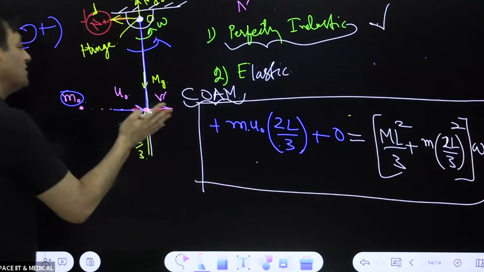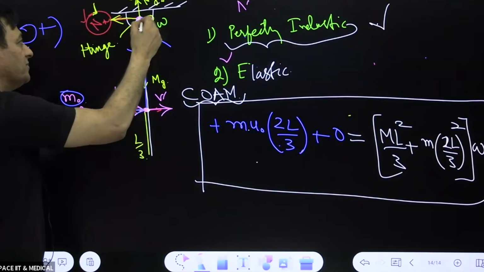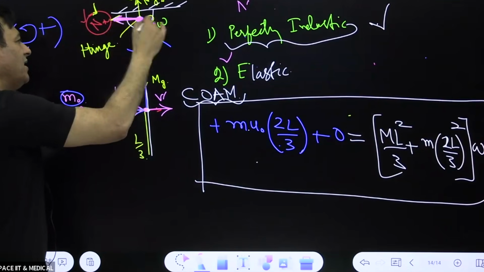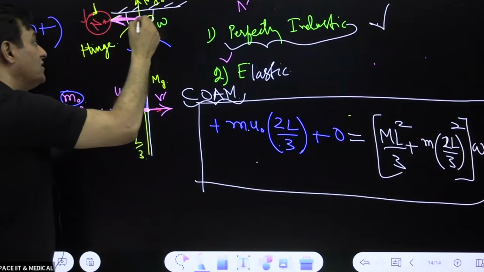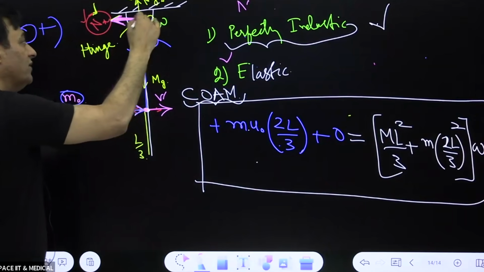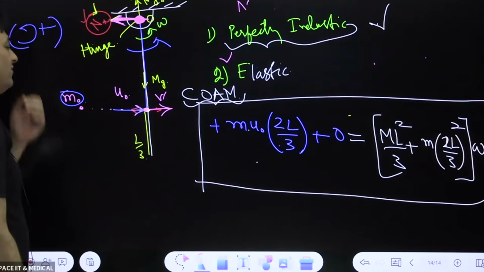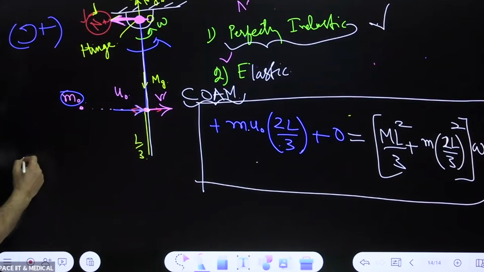Linear momentum again fails for this case also. No linear momentum conservation because there is a hinge. Here, there is an external force. This external force is applying a torque about the center of mass or any other point. But for this point, we can conserve angular momentum. Net torque about this point is 0. I will conserve angular momentum for the elastic case.